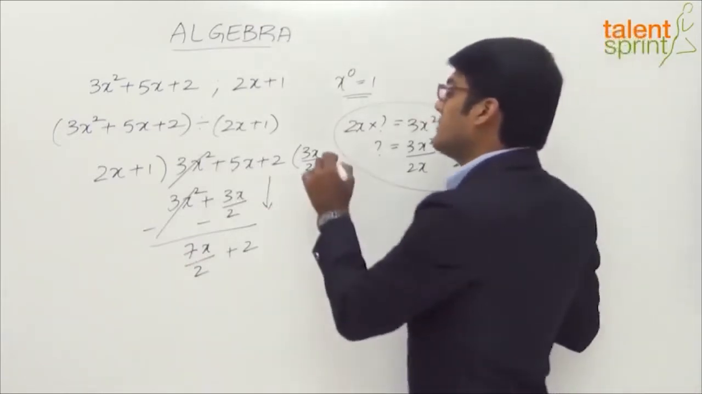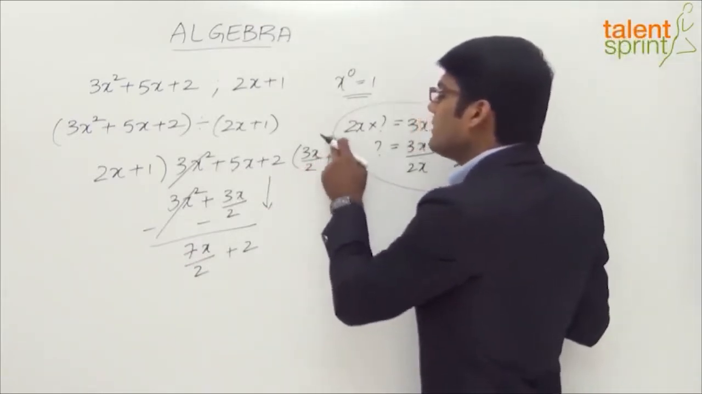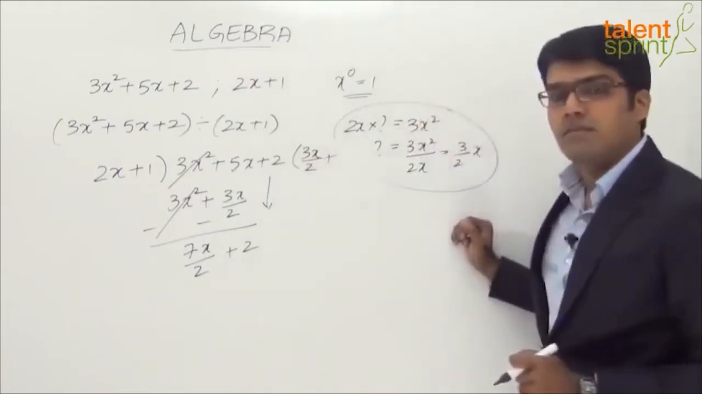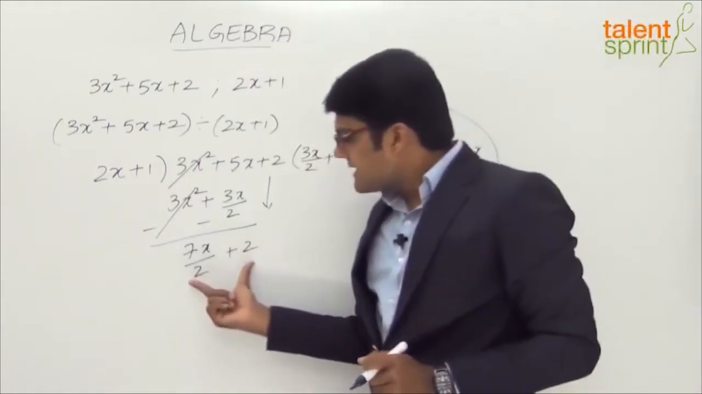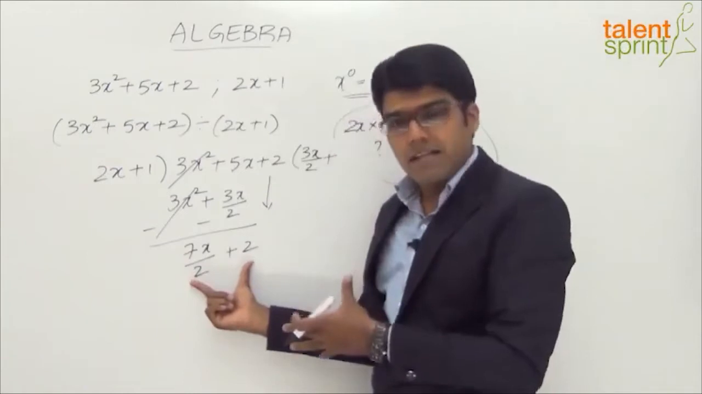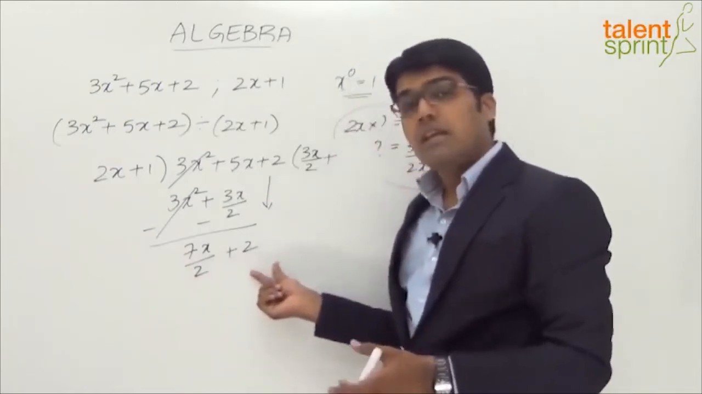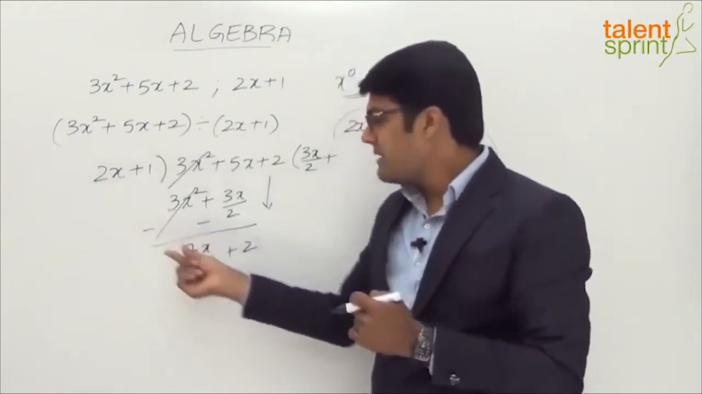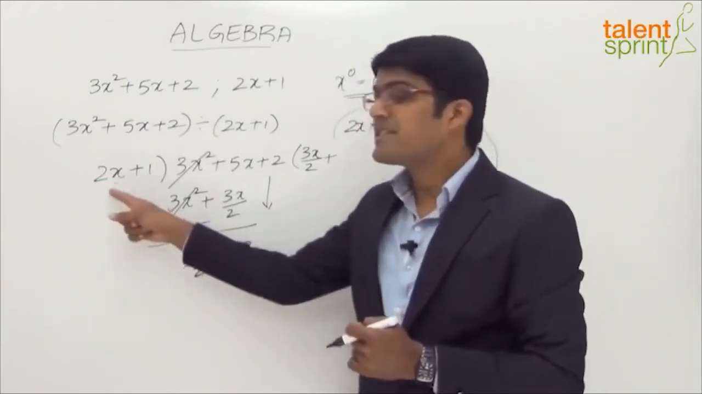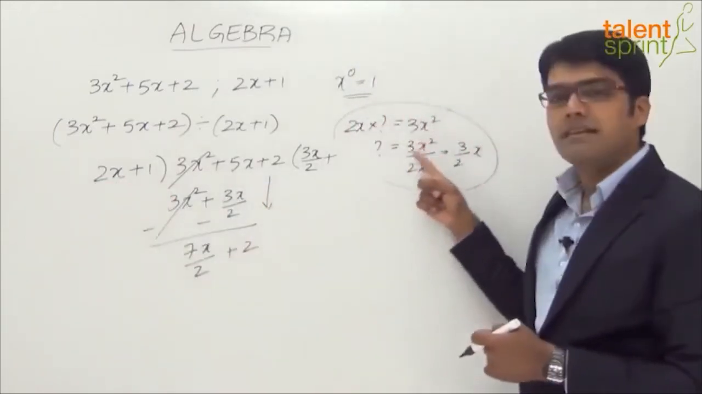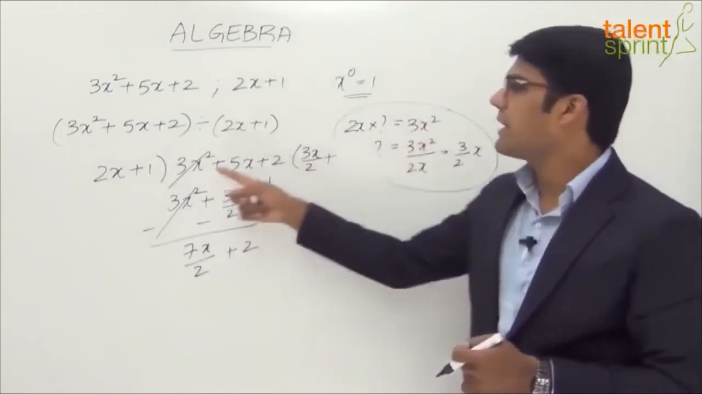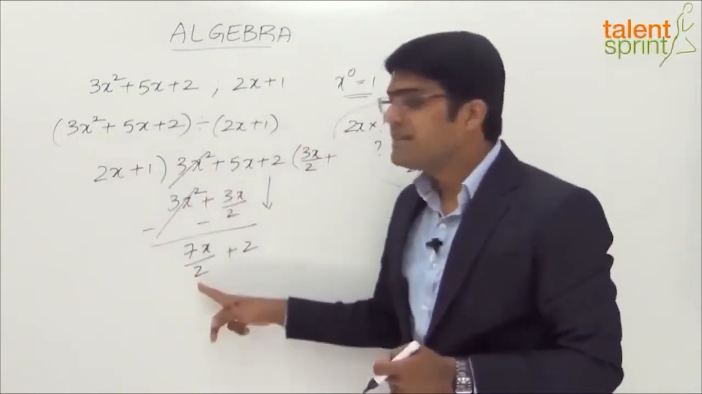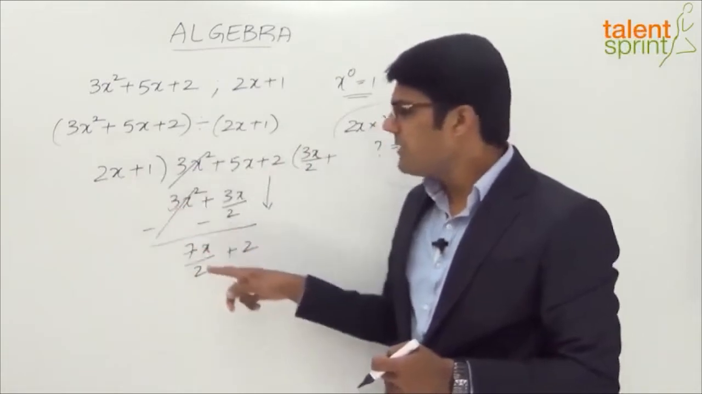Now comes the next term, right? What should be the next term of the quotient here? What do we do now? See, this is the new dividend that we have got, 7x by 2 plus 2. Now we need to multiply 2x with some term such that we get 7x by 2. 2x into what? Like what we have done in the earlier case. 2x into what gives us 3x squared. Now 2x into what gives us 7x by 2?